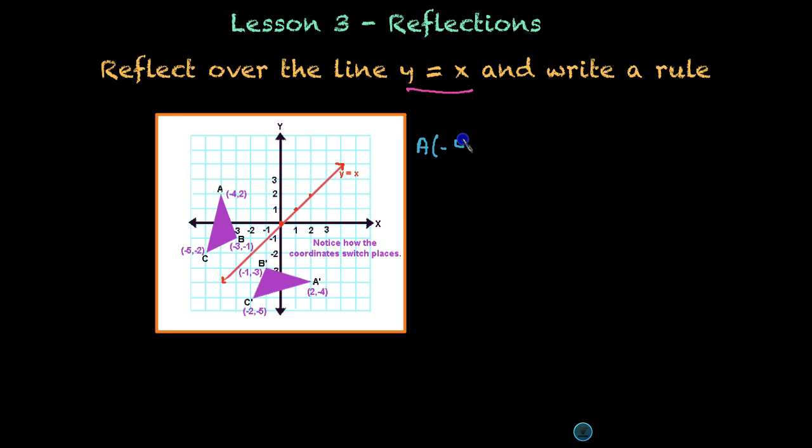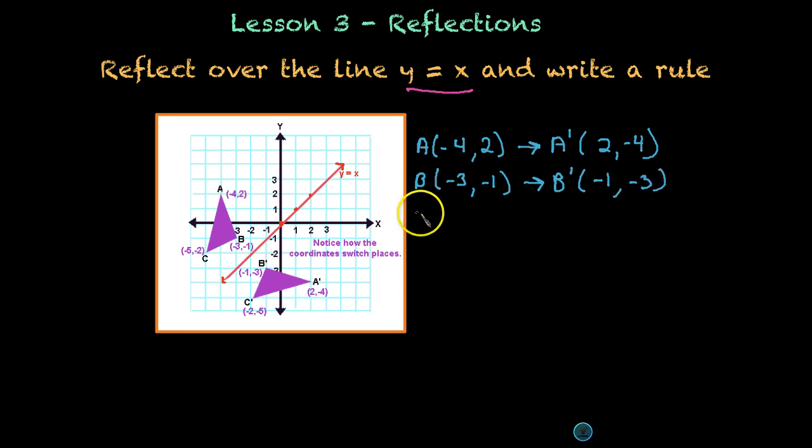Our point A started off as -4, 2. When we reflected it and we got A prime, our new point was 2, -4. When we started off with B as -3, -1, our reflected point, our B prime, comes to -1, -3. Are you starting to see a pattern? Think about what pattern, what rule this could be. If you think you have the rule, go ahead and write it down in your notebook, and then we'll examine it together.